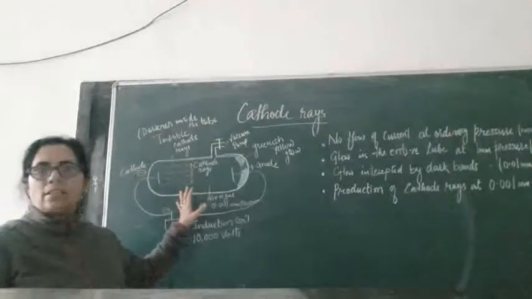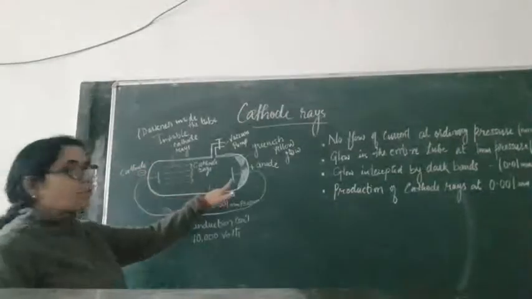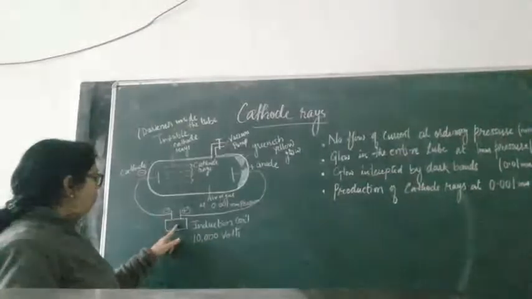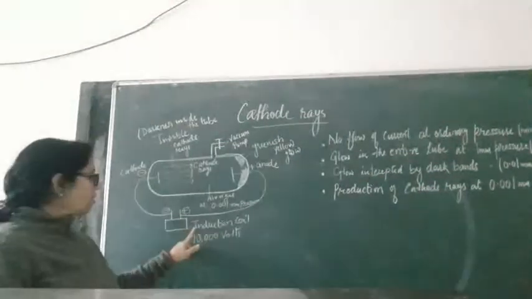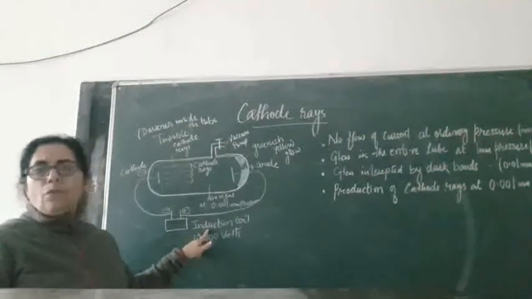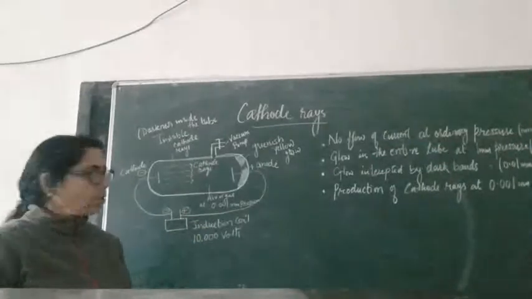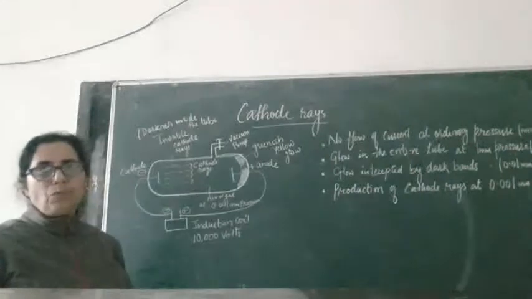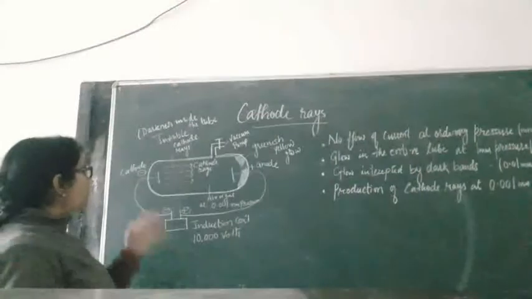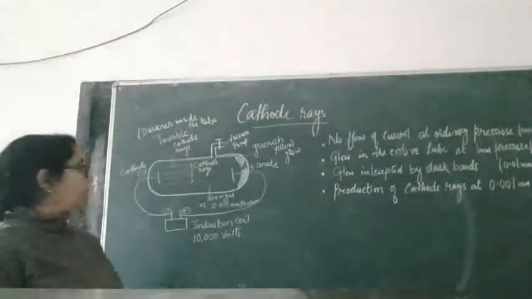After arranging this discharge tube, the two electrodes are connected to a coil known as an induction coil, from where we supply a very high voltage of about 10,000 volts. Now let's see what happened here.